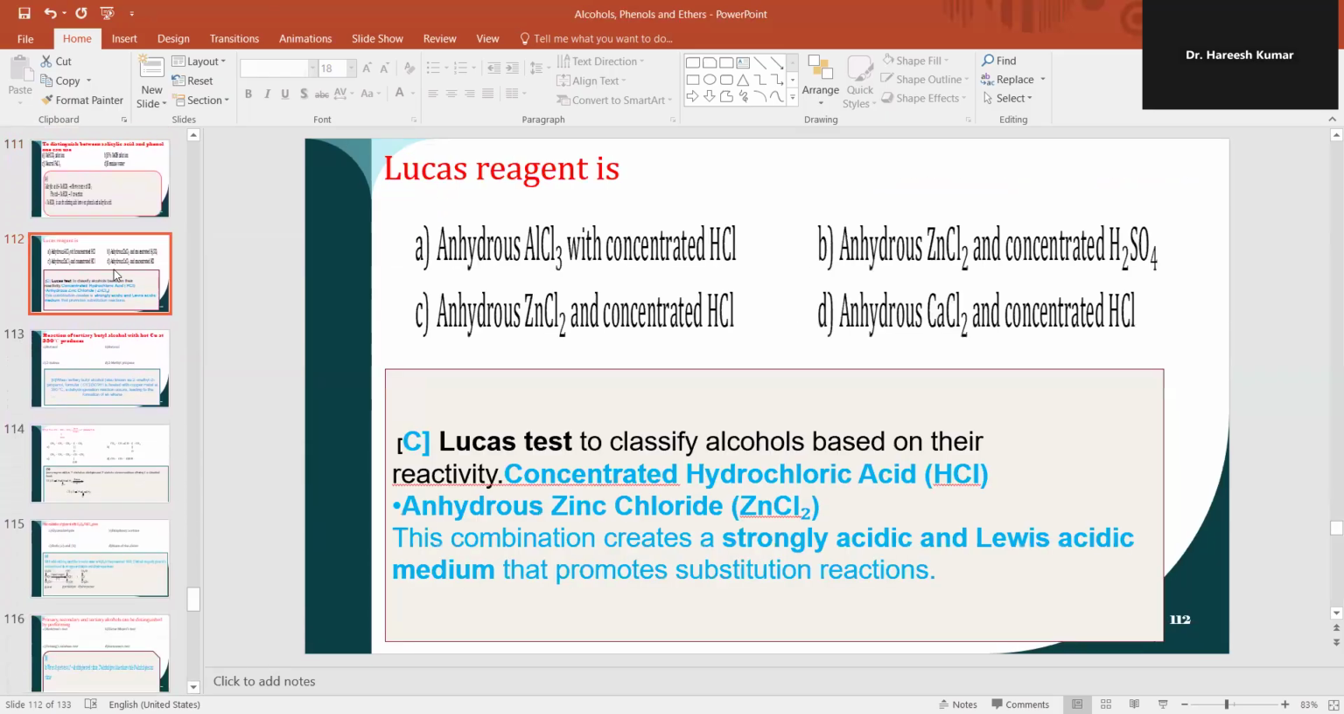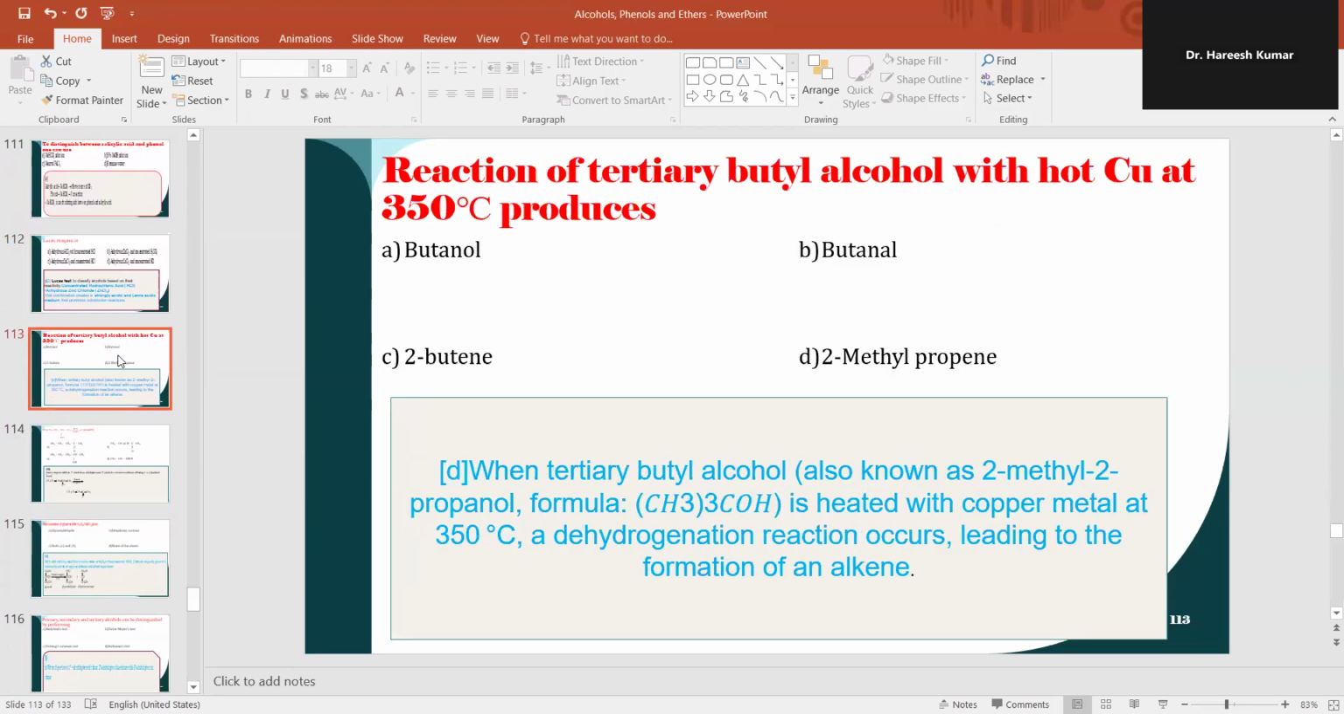Let's take another reaction. Lucas reagent is nothing but anhydrous zinc chloride and concentrated HCl, and it is used to classify the alcohols. Let's take another question.